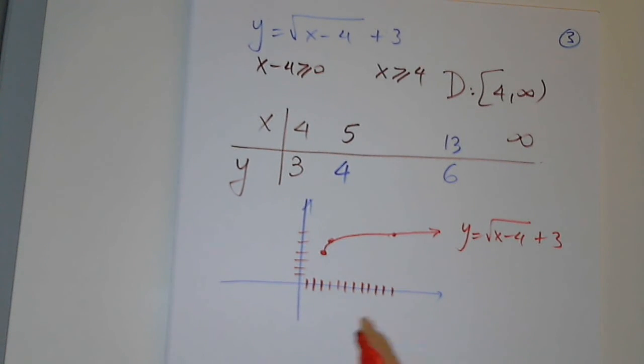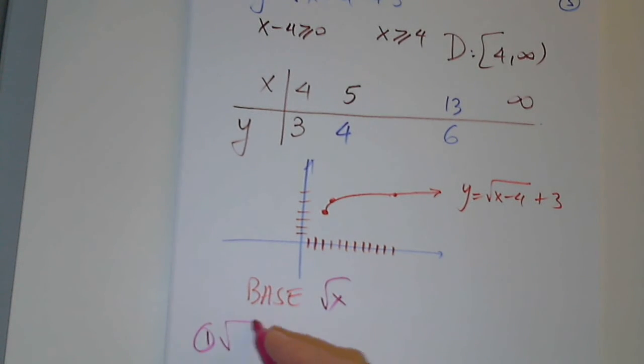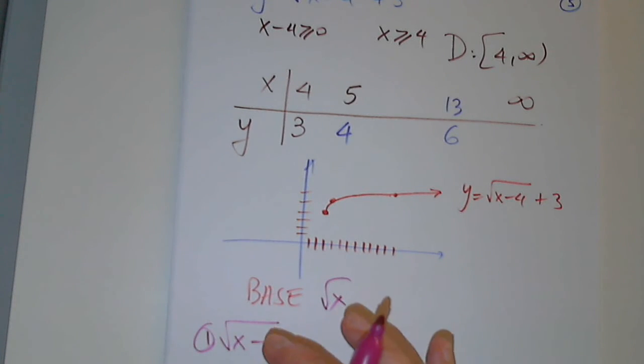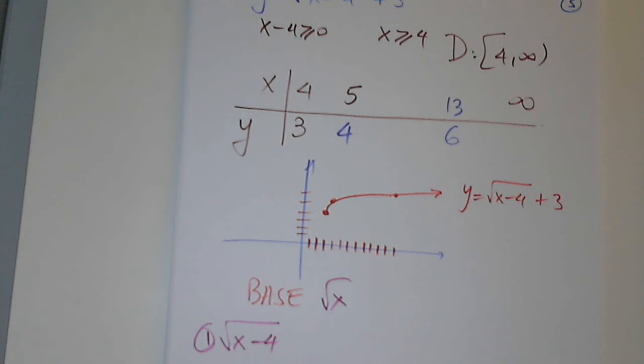With transformations, you will say the base function is, by base I mean the original function, the simplest function that was used here, the square root of x. And then the first transformation will be the square root of x minus 4, and the second one will be a transformation on function 1, which will be the square root of x minus 4 plus 3.